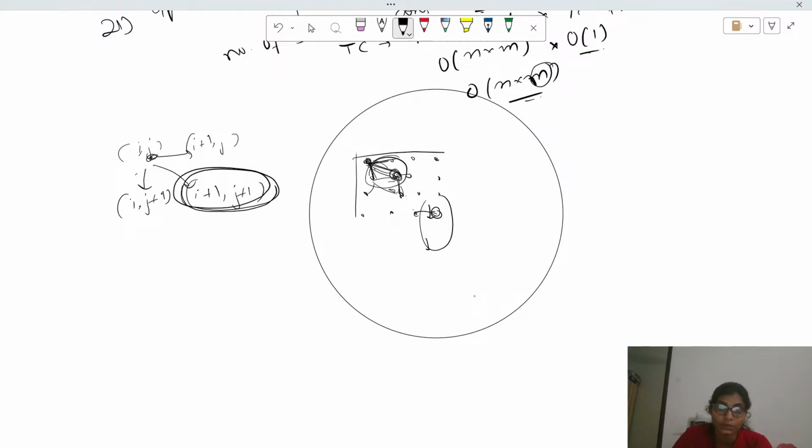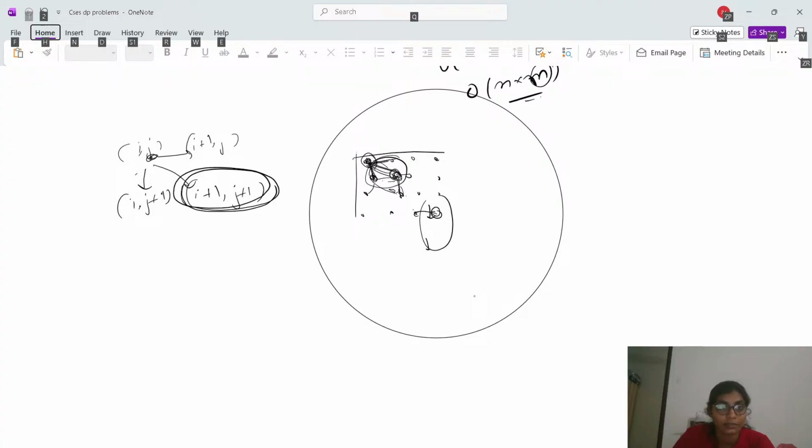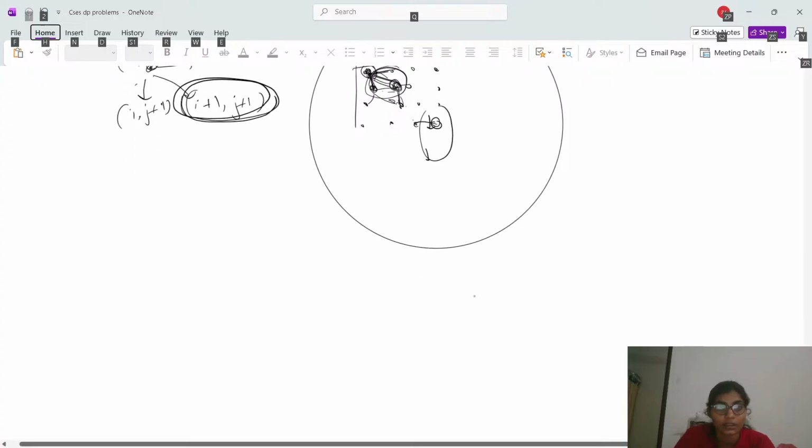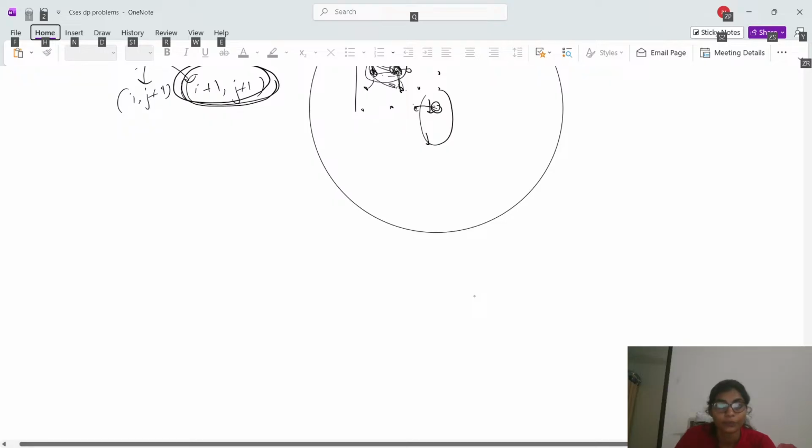So let's see which of them is the answer. We go to that state, and from that state, we see from which we are getting the answer. And in that state, if array 1 of i is the same as array 2 of j, then that will be added to the answer, right? Okay, let's take an example in case that is unclear.